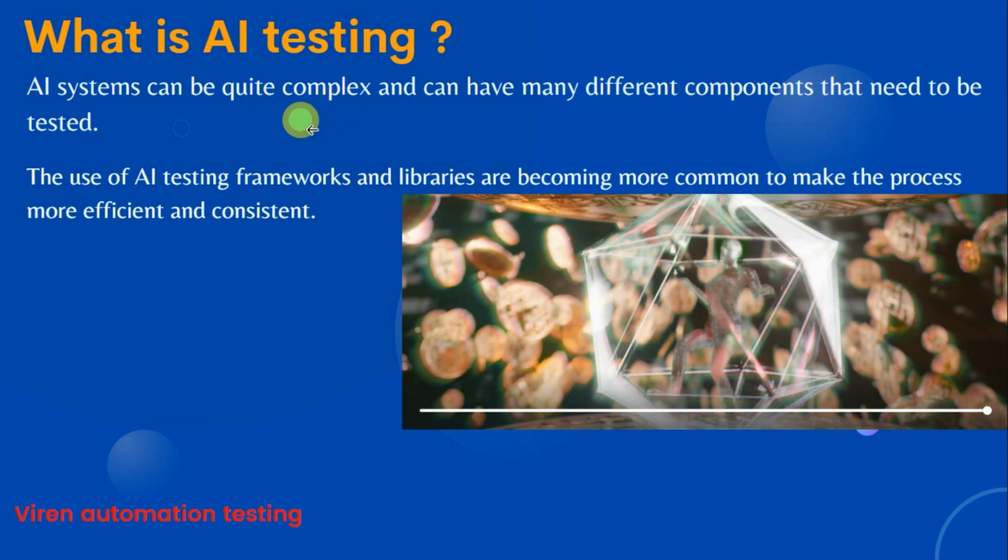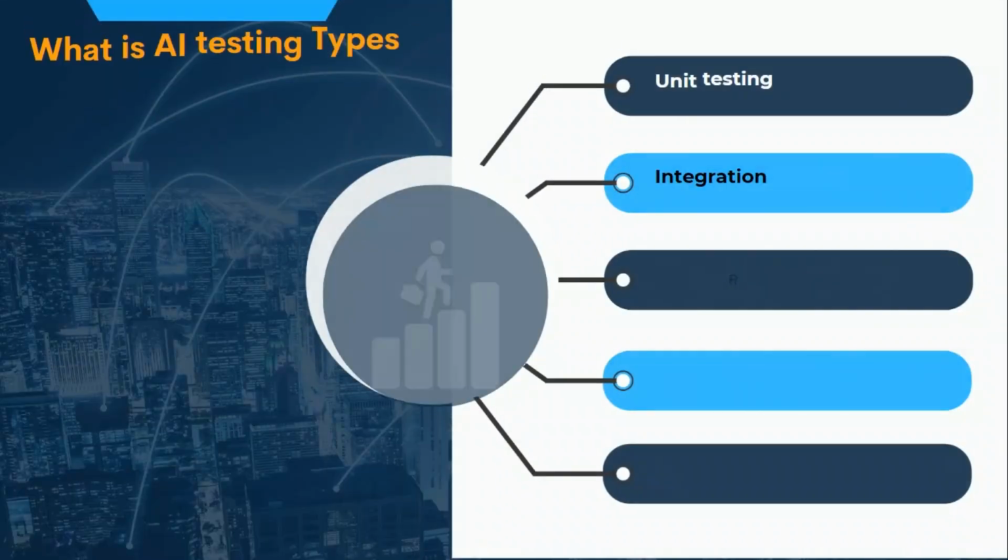They are not just like we are developing the website using the Java servlet pages or other website development languages like PHP, .NET, Java programming language. They are complex systems and they use the algorithms, and that can have many different components that we can test. The use of the AI testing frameworks. There are also the AI testing frameworks, like we have the web automation framework like hybrid automation framework, BDD Cucumber automation framework. Like that, the AI testing also has the frameworks and the libraries.